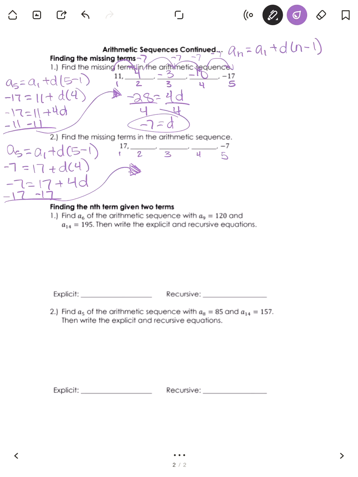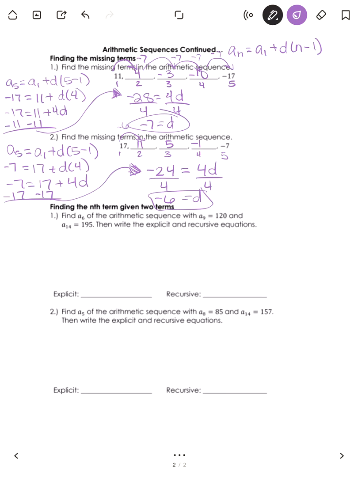So negative 7 minus 17, that is a negative 24 equals 4d. We divide both sides by 4. Negative 24 divided by 4 is a negative 6. So I'm going to subtract 6 each time. So 17 minus 6 is 11. 11 minus 6 is 5. 5 minus 6 is negative 1. Negative 1 minus 6 is negative 7, so it all works out.